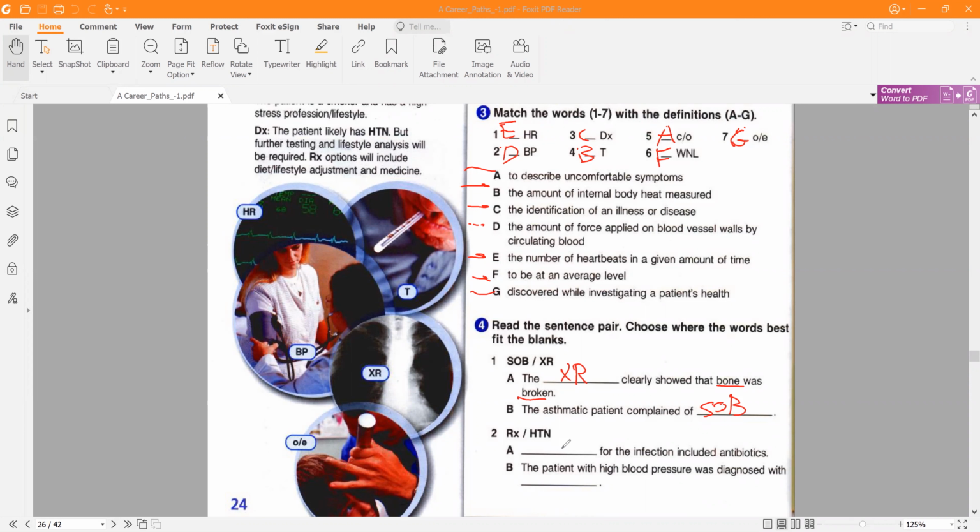So this is number A, RX. For the infection, included antibiotics. Then the patient with high blood pressure was diagnosed with HTN. Okay, so this is what we have for the vocabulary part.